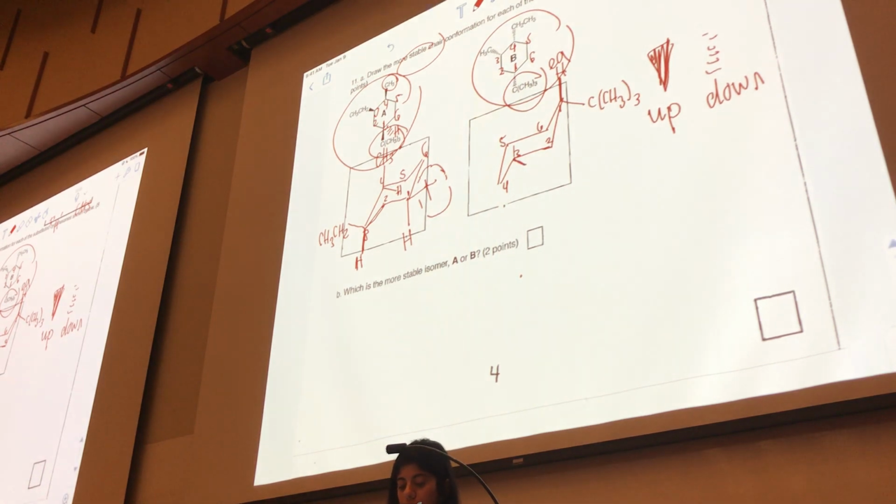Equatorial is going down for this carbon. So it's going down, so you have to put it equatorial going down. Make sense? And then the hydrogen.